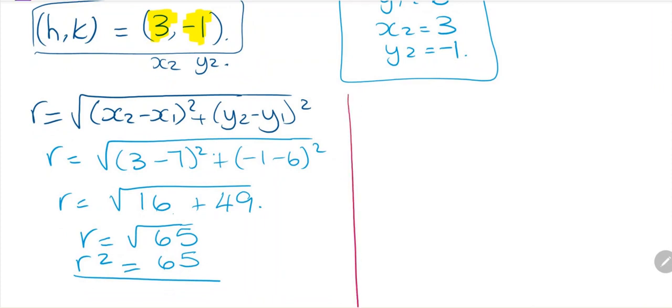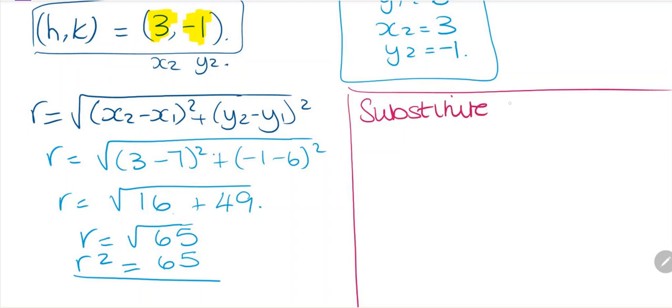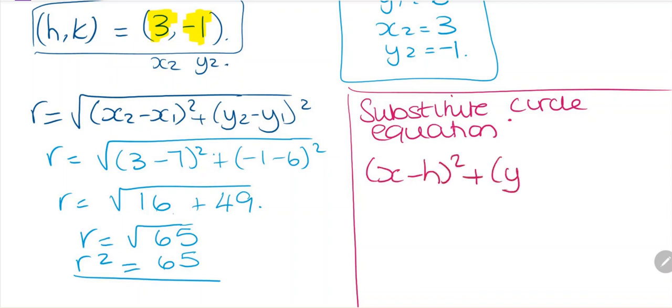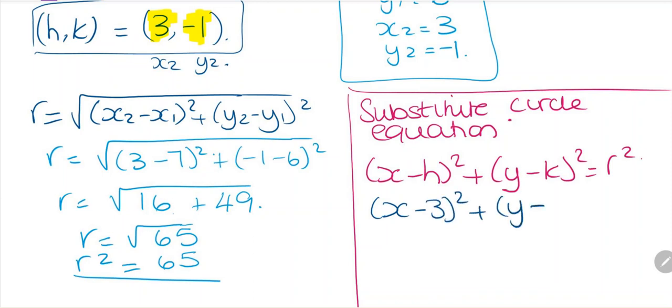So now we're going to substitute into the standard form of the equation. So we have x minus h squared plus y minus k squared equals r squared. Our h value is 3, so it's x minus 3 squared. Our minus k, where k is minus 1, is going to be y plus 1 squared, and our r squared value is 65.